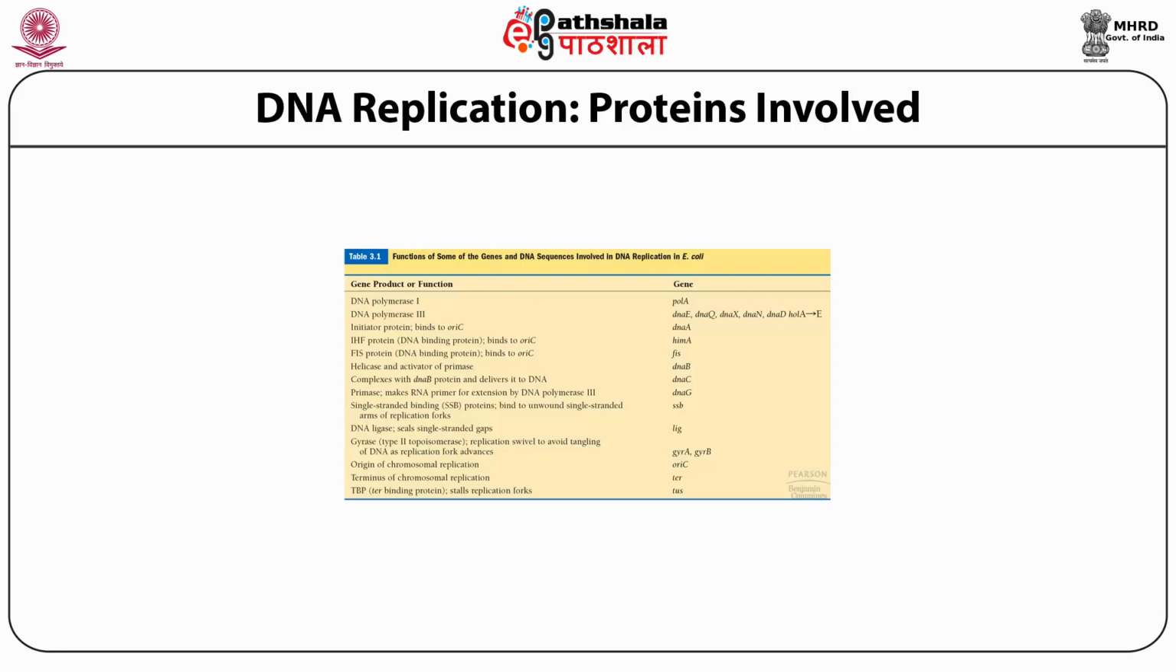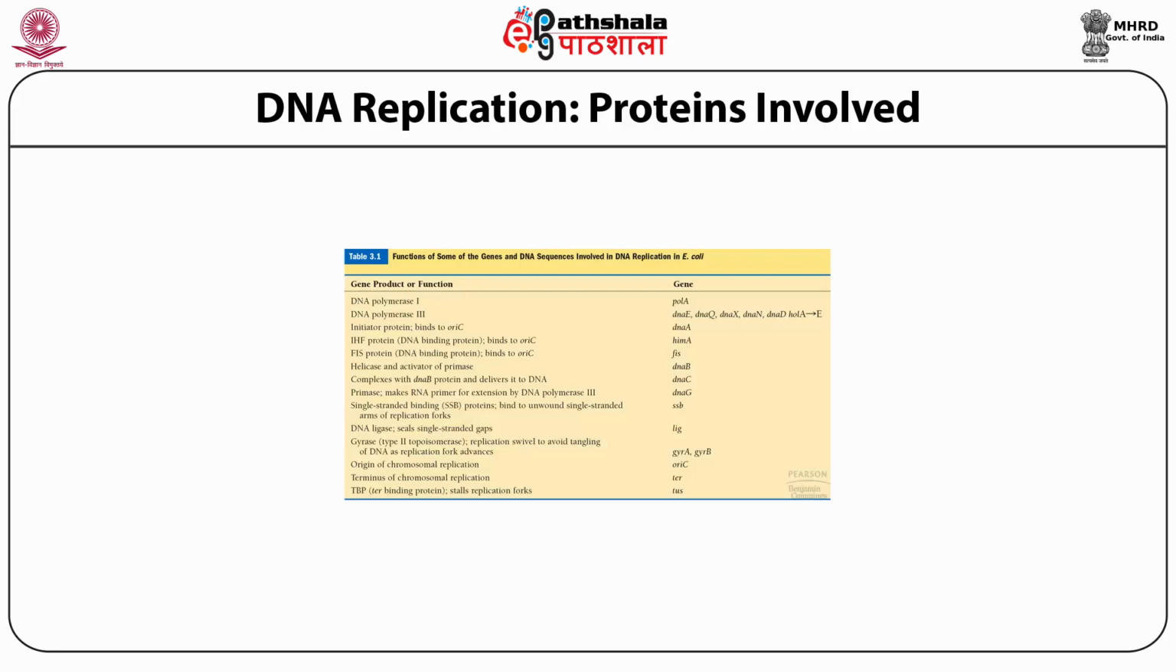DNA polymerase 3 is the main processive enzyme which adds nucleotides to the 3' end, and DNA polymerase 1 helps to remove the RNA primer at the end of replication. Now there are also multiple other proteins which are involved, like the initiator protein which is coded by the DnaA gene, and other proteins like IHF and FIS which also bind to the origin of replication.